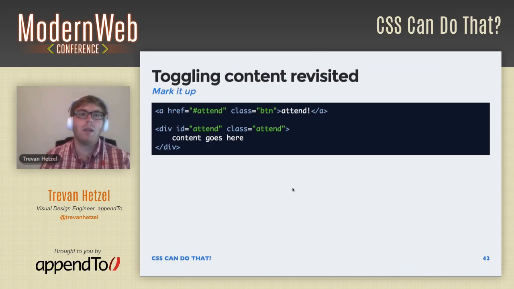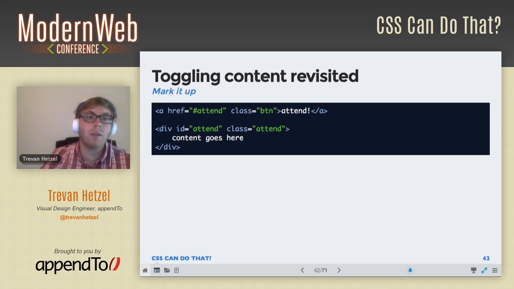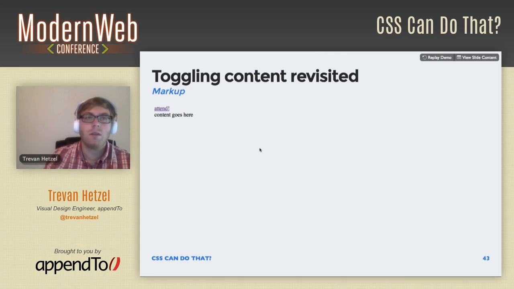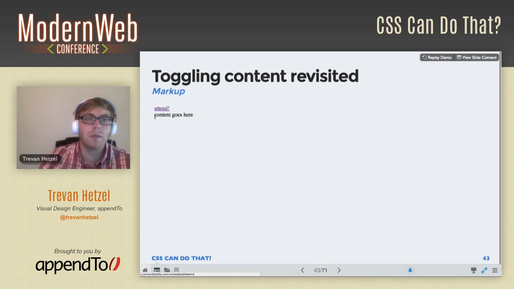The markup is actually simpler than using an input checkbox. We're just setting an anchor that has an href of hash attend, and then there's a div that is a sibling of that anchor with an ID of attend. So that's super simple markup. And the cool thing is, it doesn't matter if this div is a sibling or not. It can be anywhere in the DOM. So with that, we just get something super basic: an anchor and content that does nothing.